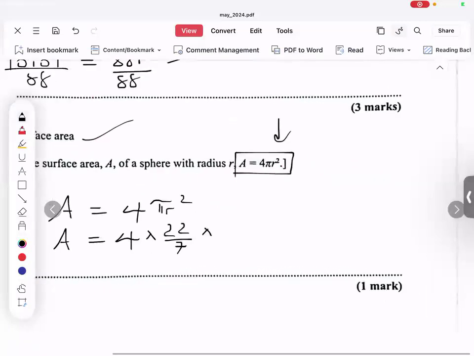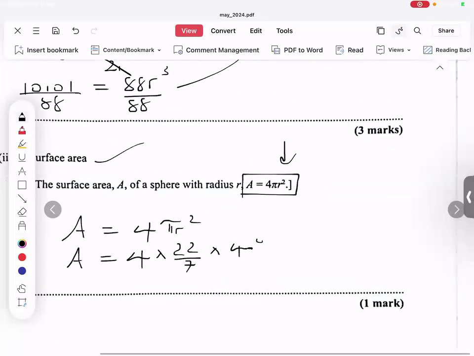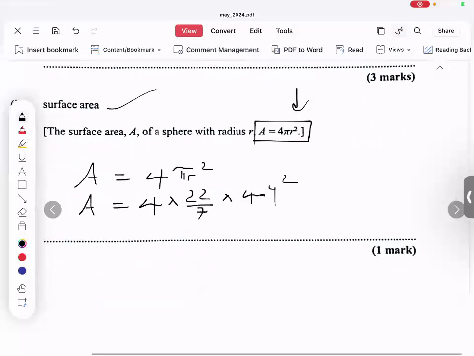That is 4.9. So you know what happens now if you couldn't work the top part? This next section couldn't work either. So 4.9 squared. All right, so just go ahead and punch all of that on your calculator at once. No waste of time. So 4 times 22 divided by 7 times 4.9 squared. And just tell me what you get.